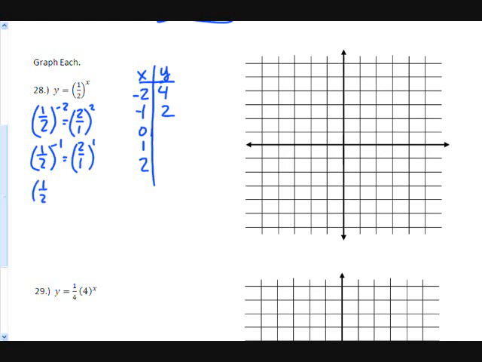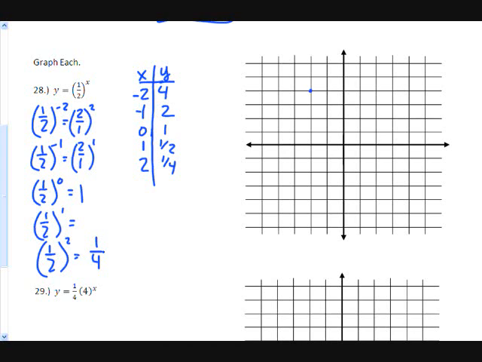Here I've got 1/2 raised to the 0 power. Anything to the 0 power is 1. 1/2 to the 1st power, which is 1/2. And then 1/2 to the 2nd power. I just square each piece. 1 squared is 1. 2 squared is 4. So that's 1/4. So now when I graph this, I just plot each of these ordered pairs.